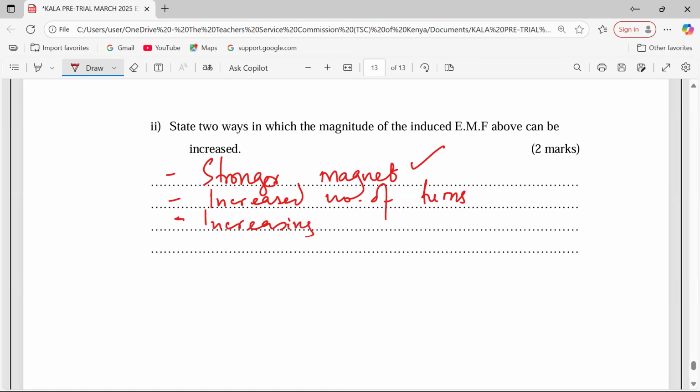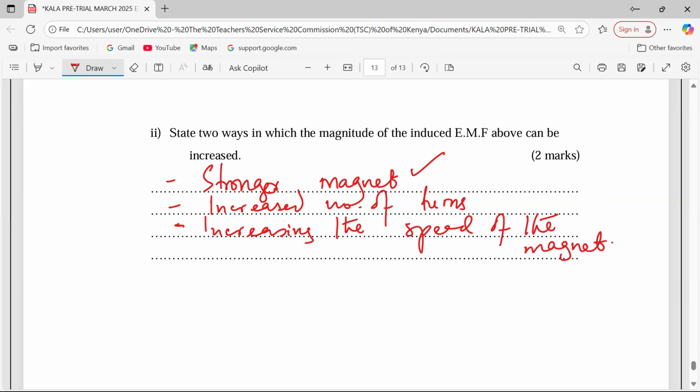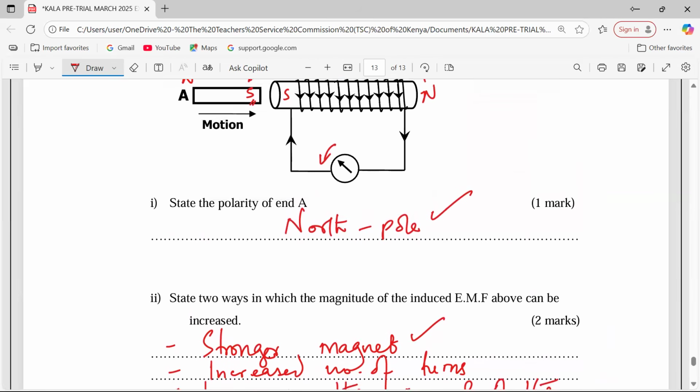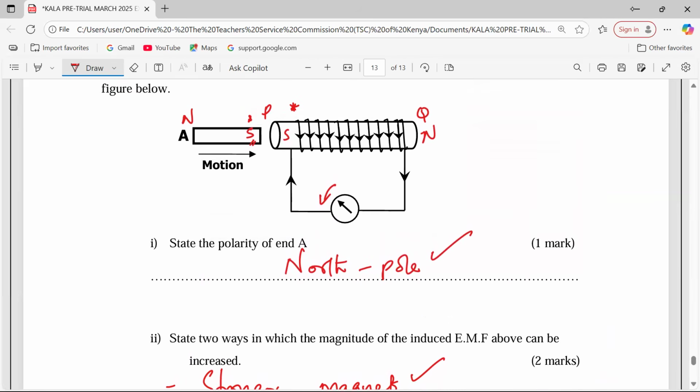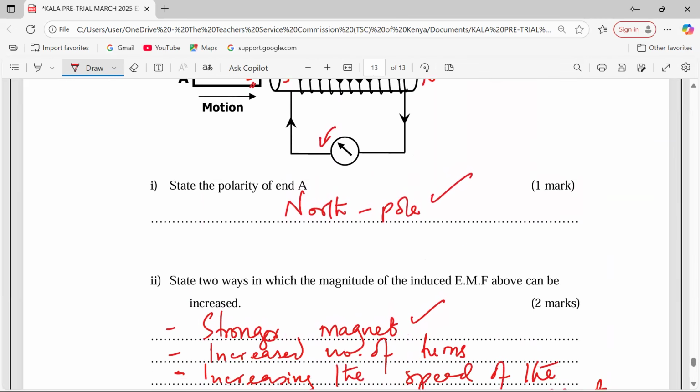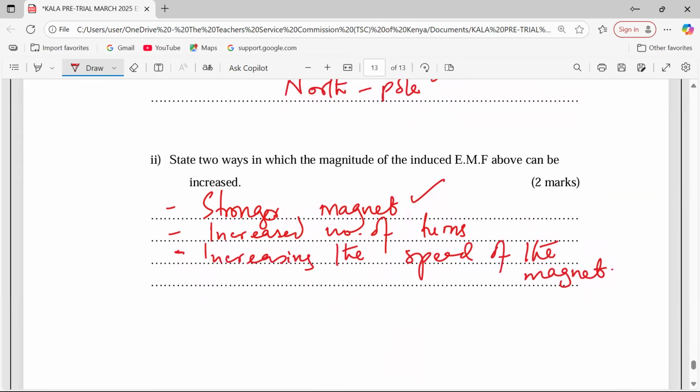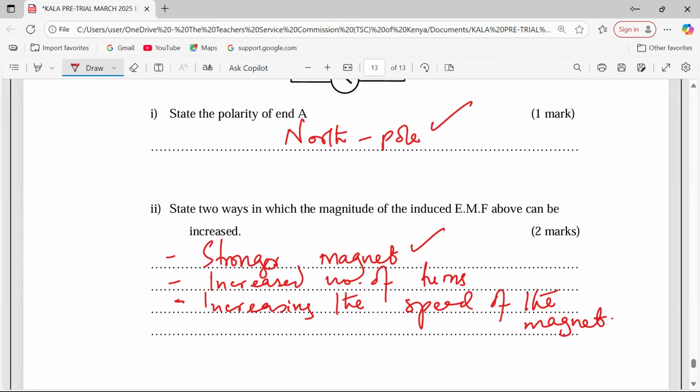We can also have increasing the speed of the magnet. Remember, in this case, it is magnetism producing current. In Form 2, magnetic effect of an electric current, it was current that produced magnetism. In Form 4, under electromagnetic induction, magnetism produces current.